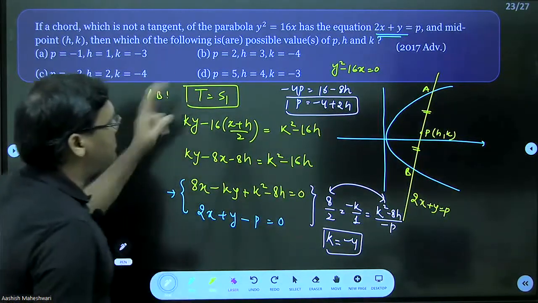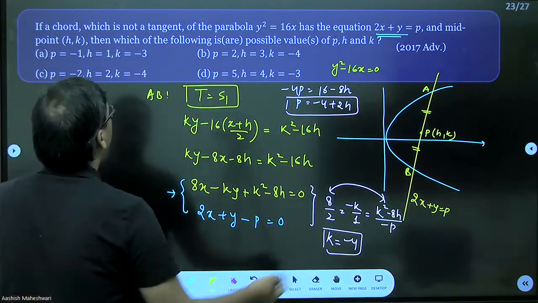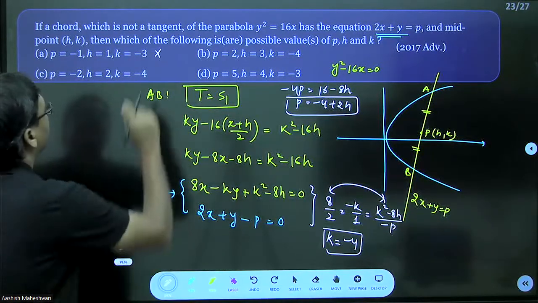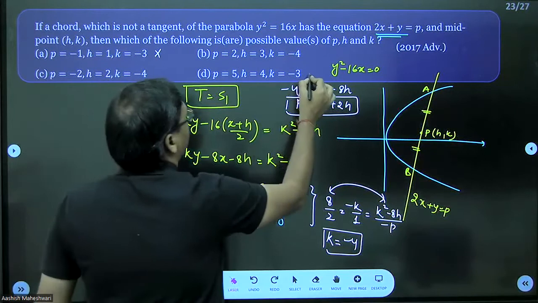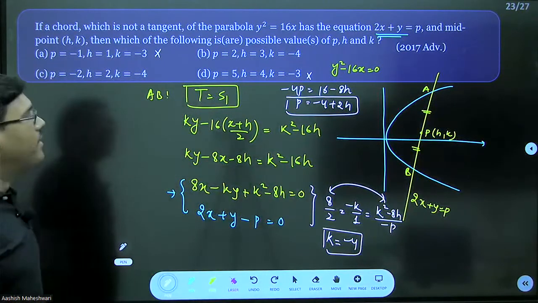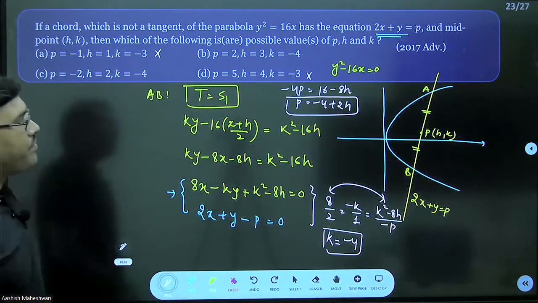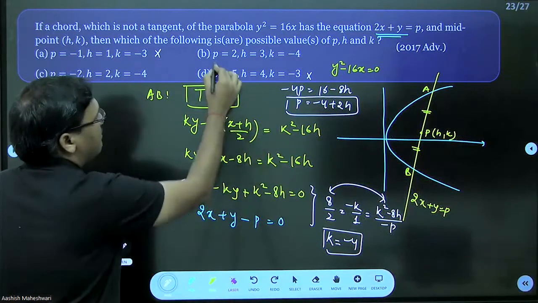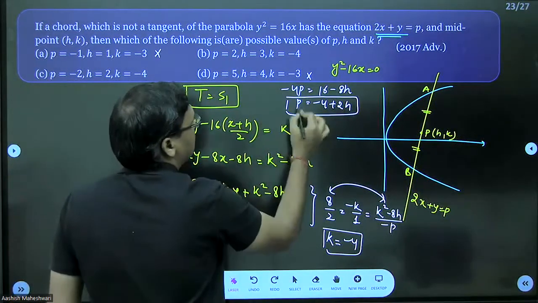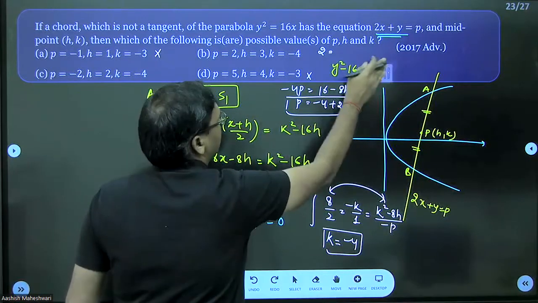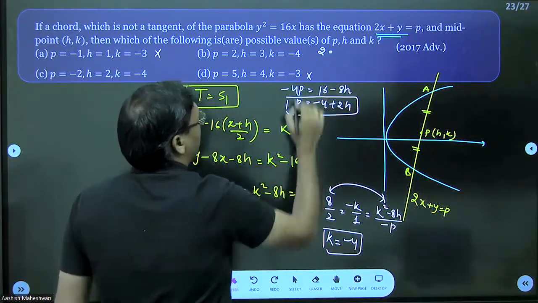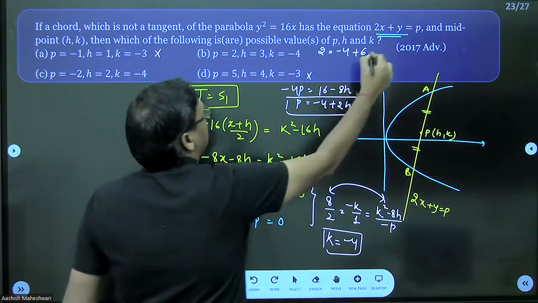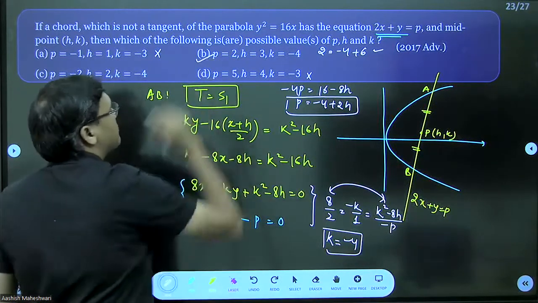So now if you check the options, k should be -4. That means option A, k should be -4, so this option A is not correct. Option D is not correct because k has to be -4. Now out of B and C, the option which will satisfy this condition will be the answer. So now you check. If I put p equal to 2, and h is equal to 3, this is -4 + 6. You can see this is satisfying, correct? So this is one answer which is possible.